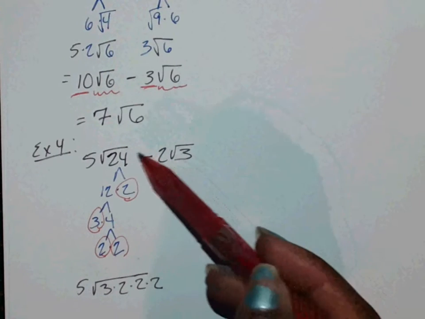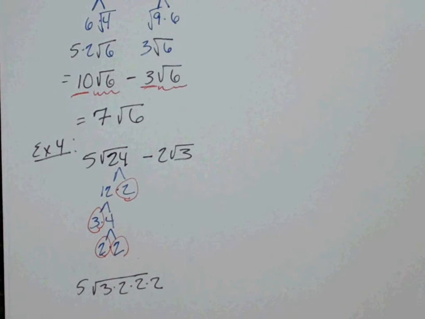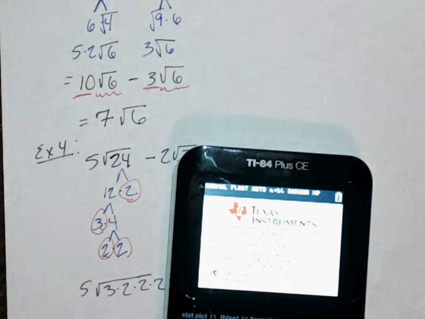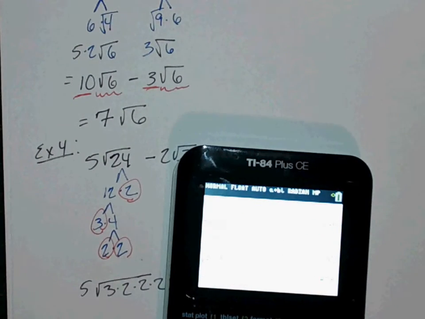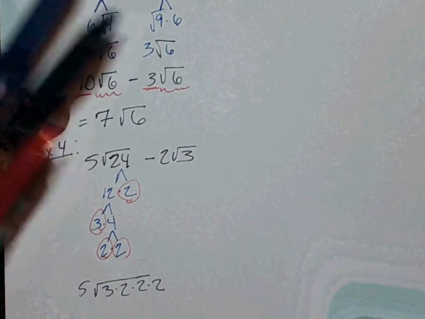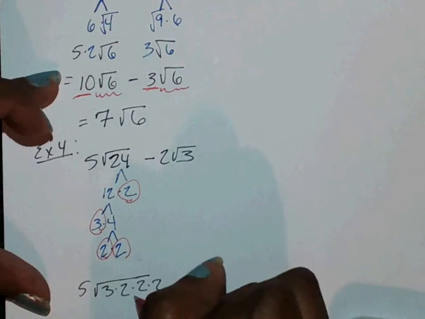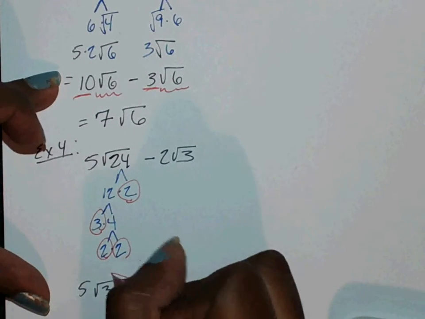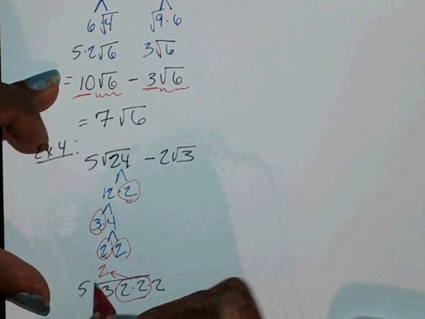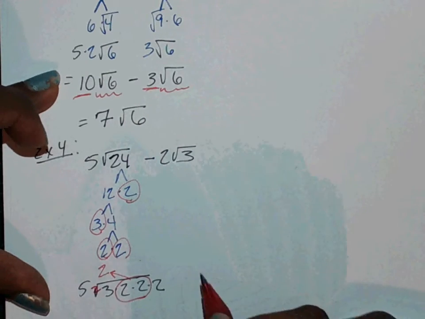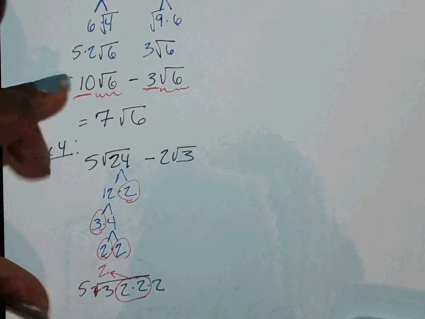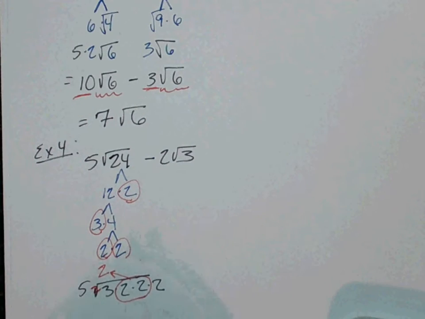Let's see. 24. Let me just check it in my calculator to make sure that I didn't mess up anything. 3 times 2 times 2 times 2. Got 24. I did it right. Alright, so now square root. I'm going to circle 2 of them. Remember, that's because there's an imaginary 2 right there. If there was a 3, I would need to circle 3 of them to bring out as 1. In this case, I need 2 as 1. Okay, so yep. 2.